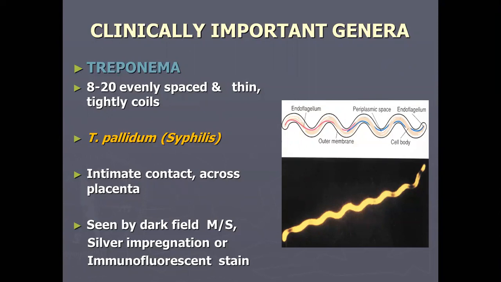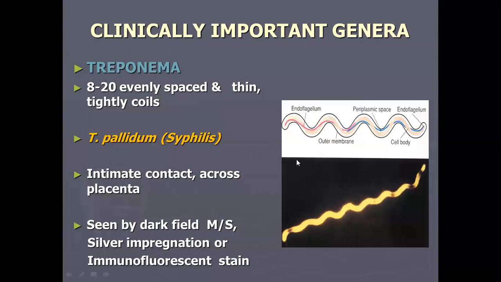Now, if you look at this slide, you see the artistic representation of the architecture of a spiral cell. We have the endoflagella, the periplasmic space, this is what we call the cell body, and we have the outer membrane. Now, this is the staining we call silver staining. This staining is a specialized procedure that is used to see the microorganism because they're very thin. We cannot see them in the microscope, so we'll have to adopt other strategies that can enhance their visualization under the microscope.